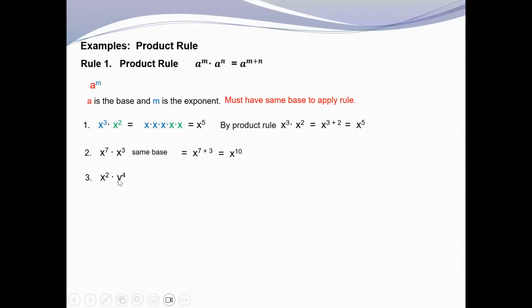Number 3, x squared times y to the 4th power. These are not the same base, so the rule cannot be applied. So the answer just stays how it is, x squared times y to the 4th.